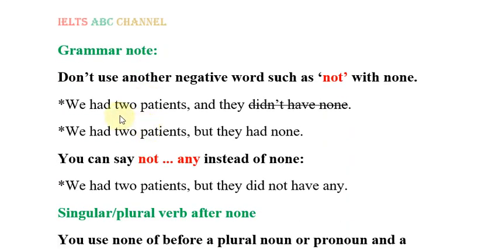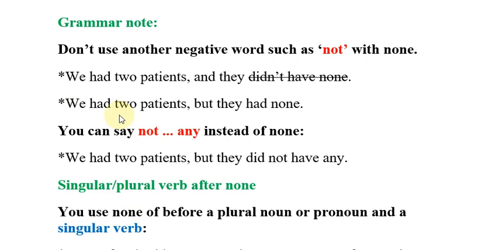Let's go a bit further. Now, there's a grammar point here I need to tell you. Do not use another negative word such as not with none. Why? It makes the problem of double negative. Now, we had two patients and they didn't have none. If you say they didn't have none, none is negative. Did not is also negative. So you have a double negative. And this one is wrong.